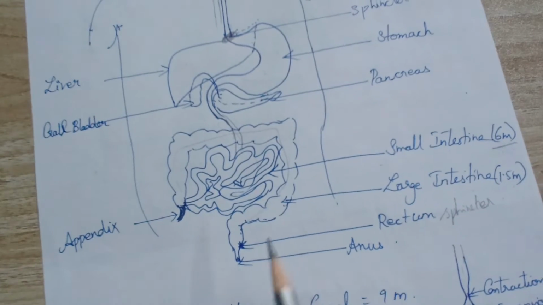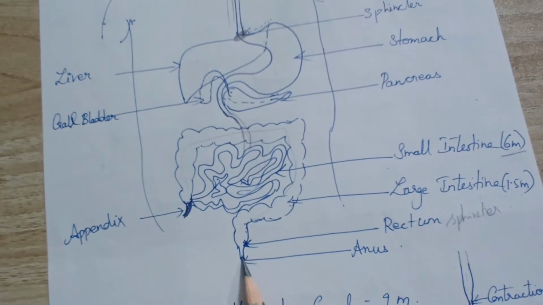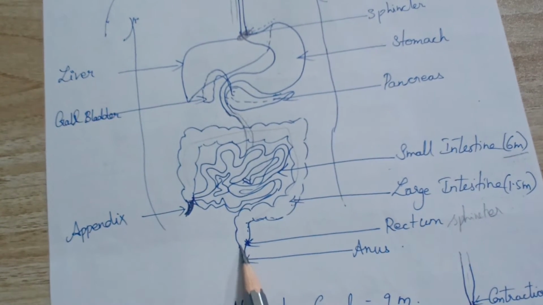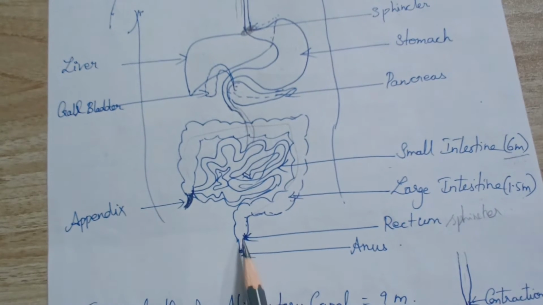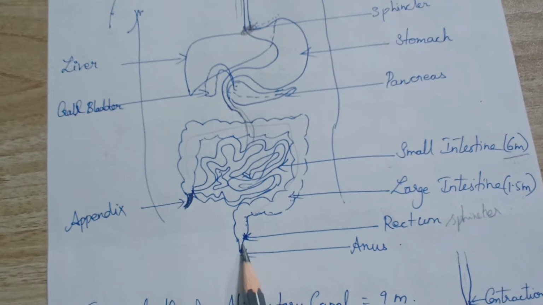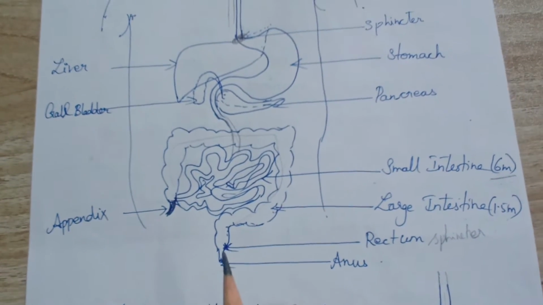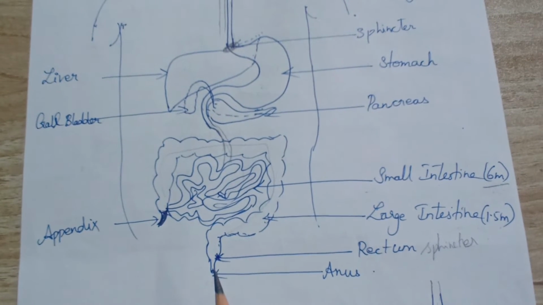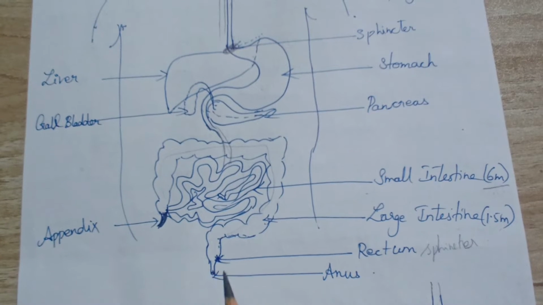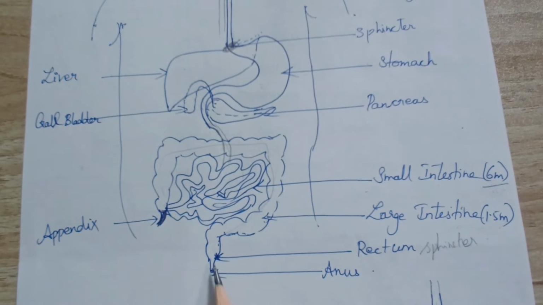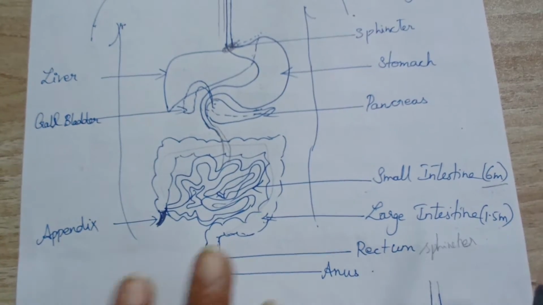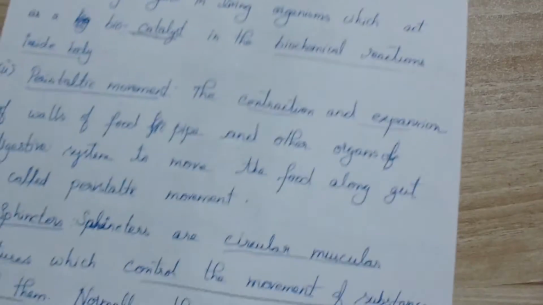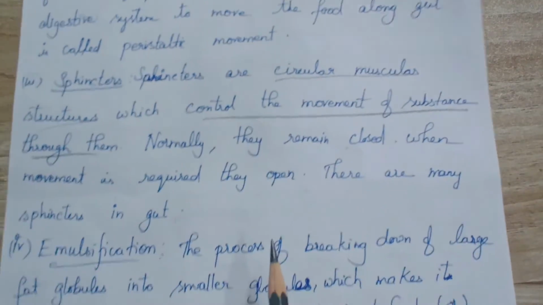Here also, before the anus, in the last part of the large intestine, you will have sphincter muscles which are a voluntary measure. Whenever we feel that we have to go to the toilet, only then will it open, right? Until then it will stay closed. So the next term is emulsification.